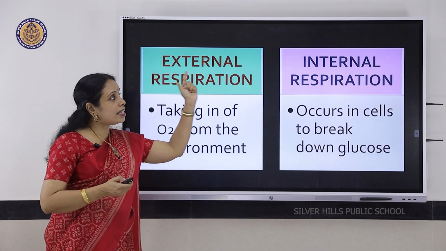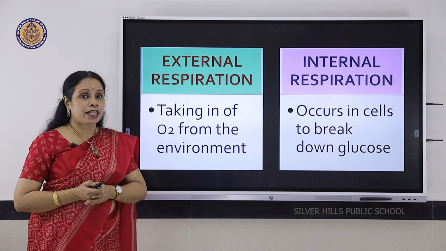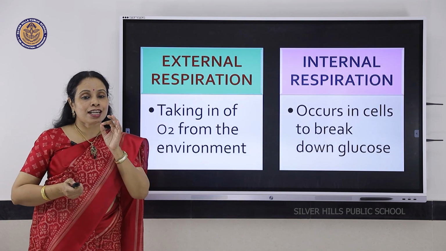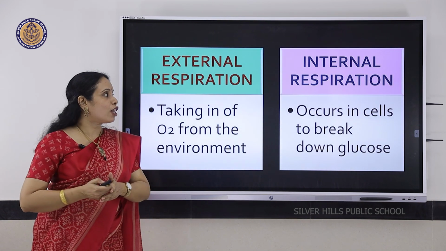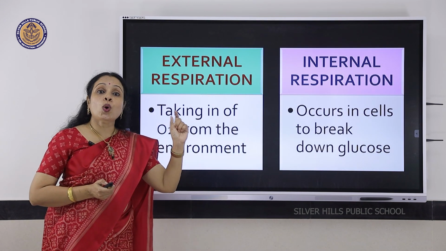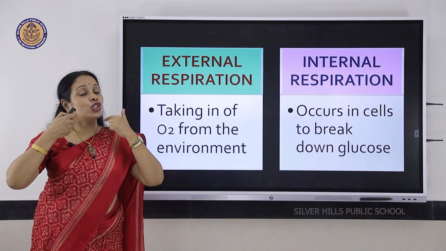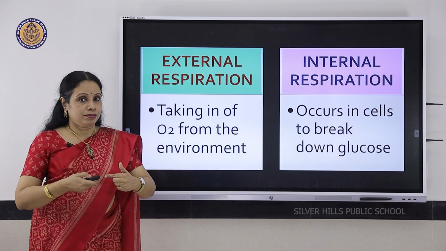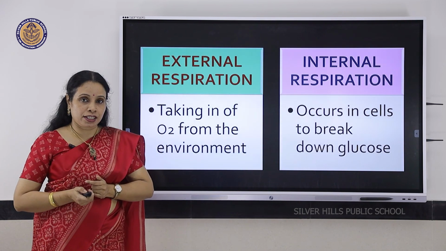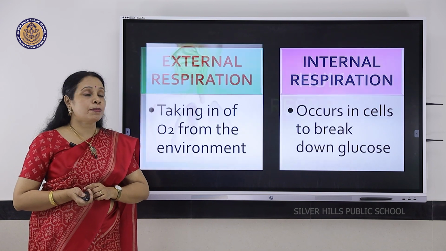The other one is internal respiration or cellular respiration, which is taking place in each and every cell of your body, where glucose is broken down with the help of oxygen that we breathed in to liberate energy. So that is internal or cellular respiration.